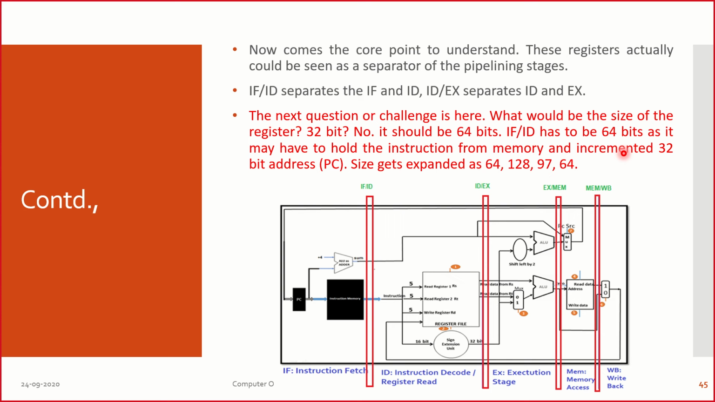I am giving you this as an assignment right now. How did we arrive at 128? How did we arrive at 97 has to be clarified by you. If you are not able to clarify it, I will tell you that. But remember, it is absolutely based on what is the input and what could be the output. Do you understand the question? The size of the register is not consistent. The size of the register gets varied. For example, if you take IF slash ID, it will be 64-bit because it holds the instruction from memory and the PC address will also be held there. So we need to have 64-bit there.